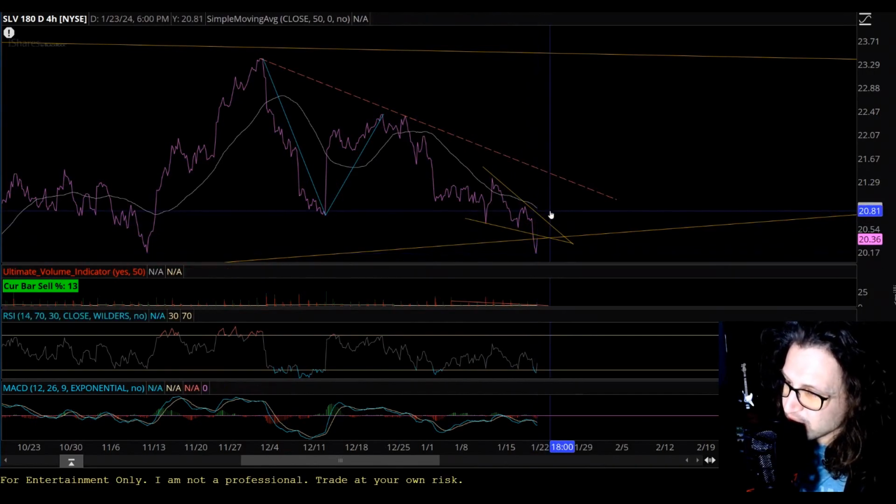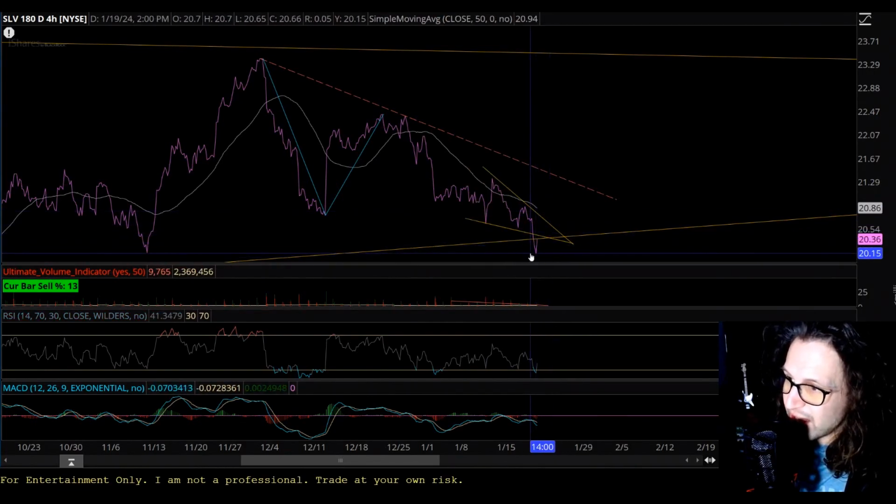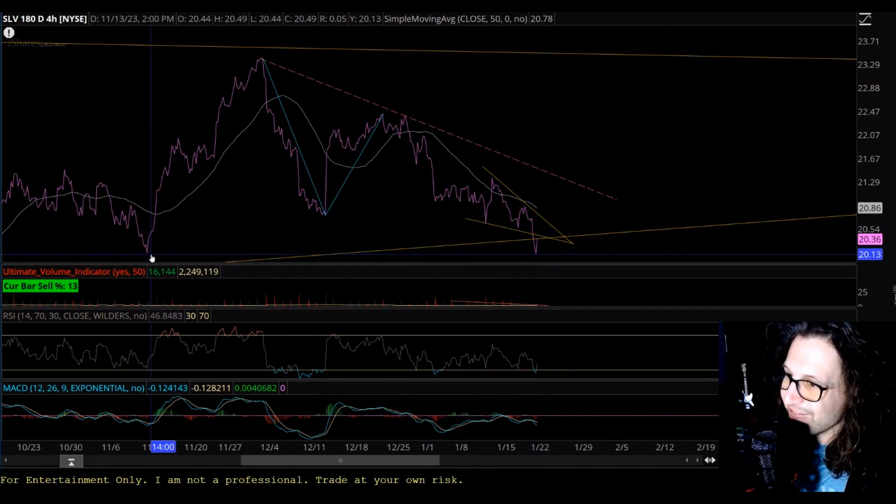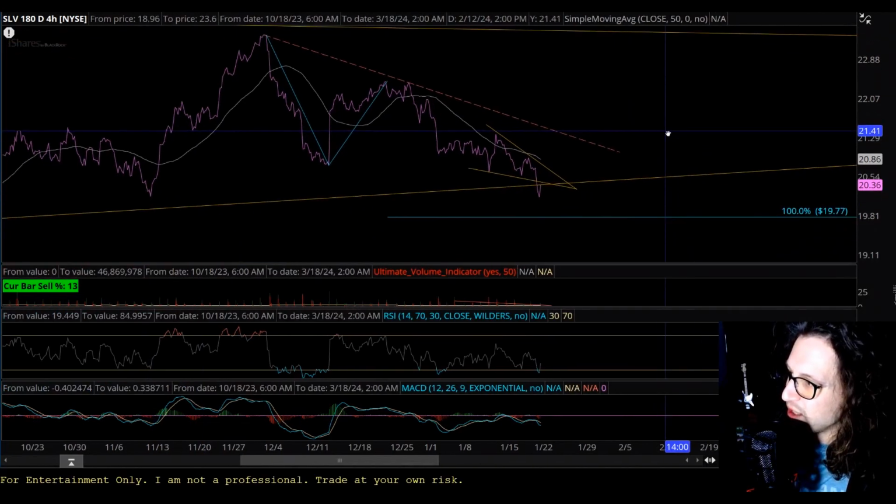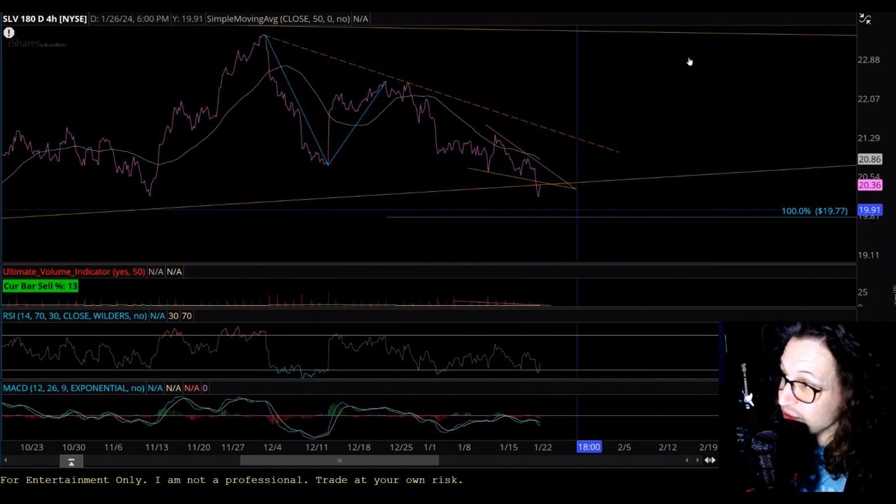We're looking for a reversal here. This would be a common bear trap, finding support near this prior valley. If we don't get support here, the target's 1977. That'd be the first target.